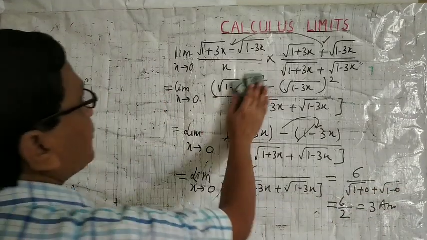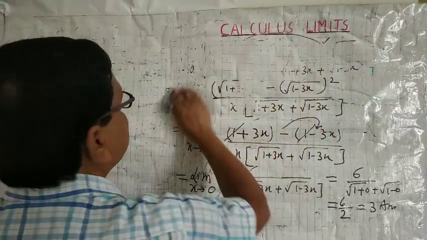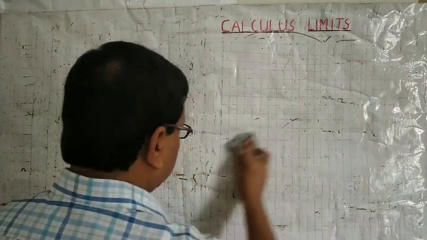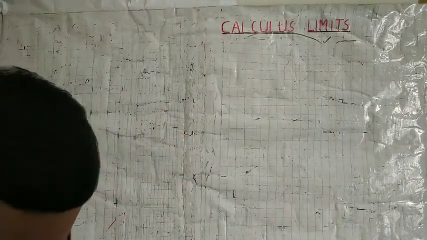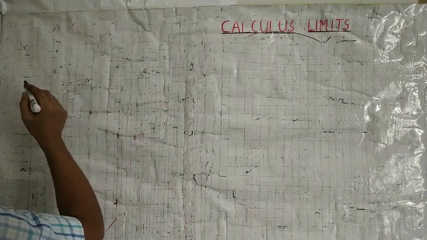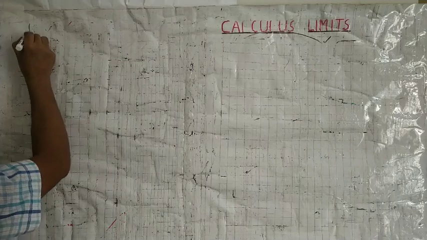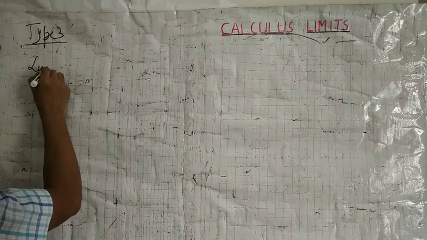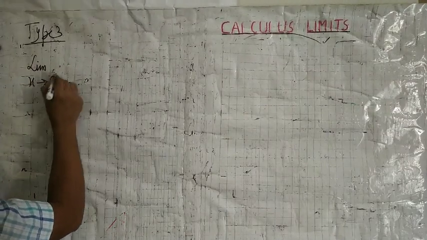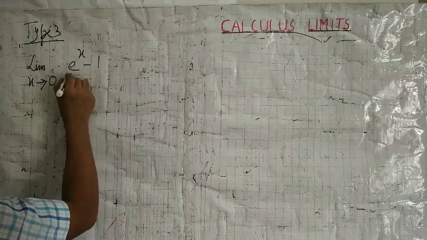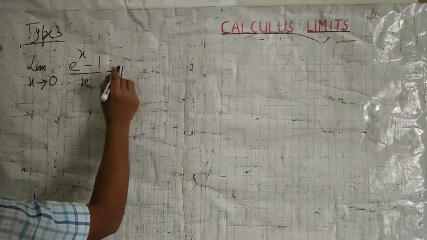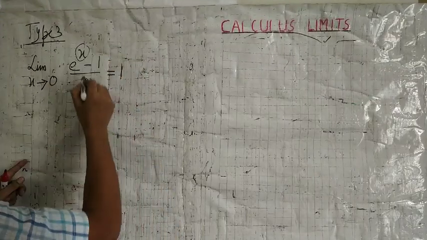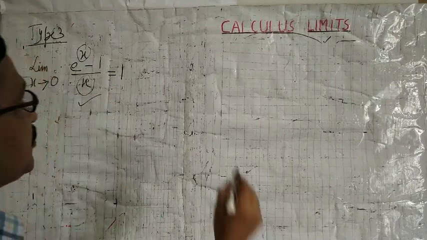So now come to another type, the third type. This is the last type of today. All the proofs of the limits will be discussed later on. Limit, this is type 3. Limit x tends to 0, e to the power x minus 1 by x is equal to 1. Very interesting form. Whatever is in e to the power x, this must be x in the denominator. First of all, ensure that. Now just see the problem.